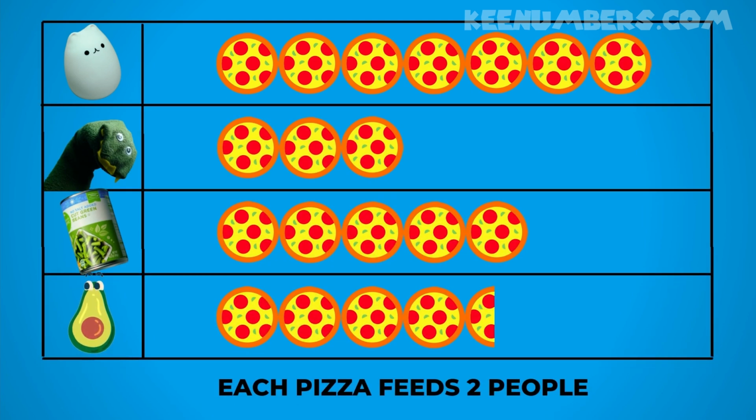Mega Kitty has 7 pizzas. The Greater Gator has 3 pizzas. And the Green Beans has 5 pizzas. Meanwhile, the Avocado has 4.5 of a pizza. We'll talk about that half in just a second. Each pizza feeds 2 people. But what is a half?